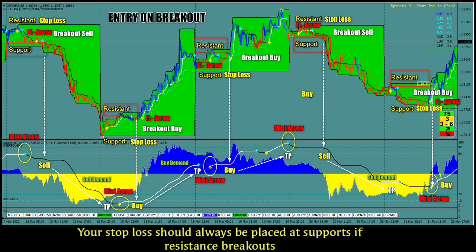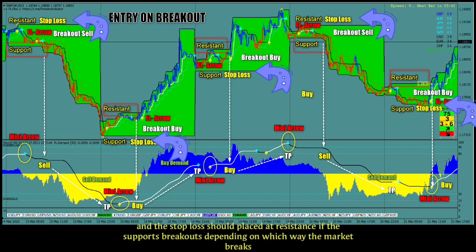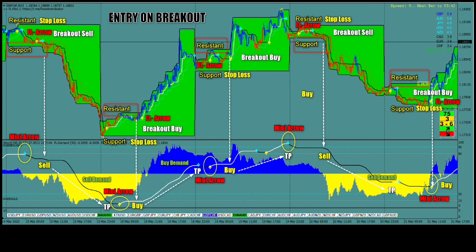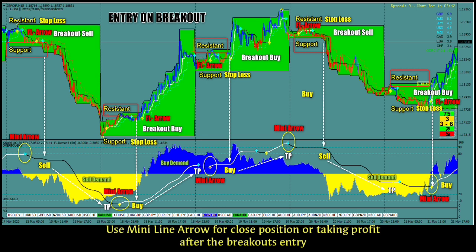Your stop loss should always be placed at support if it's a resistance breakout, and the stop loss should be placed at resistance if it's a support breakout, depending on which way the market breaks. Use the mini line arrow to close the position or take profit after the breakout entry.